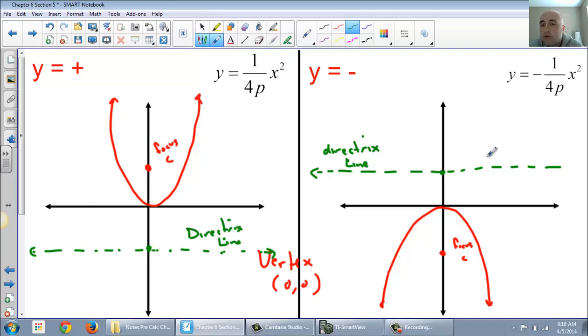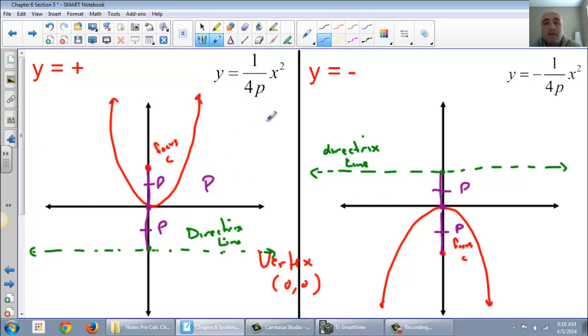So how do I figure out some things about these parabolas? This is the important part here. The distance from the focus to the vertex and from the directrix line to the vertex is the exact same distance. Remember the vertex is at 0, 0. The distance between the focus and the vertex and the directrix and the vertex is always going to be the same for all of these parabolas. And this distance is going to be your p-value.